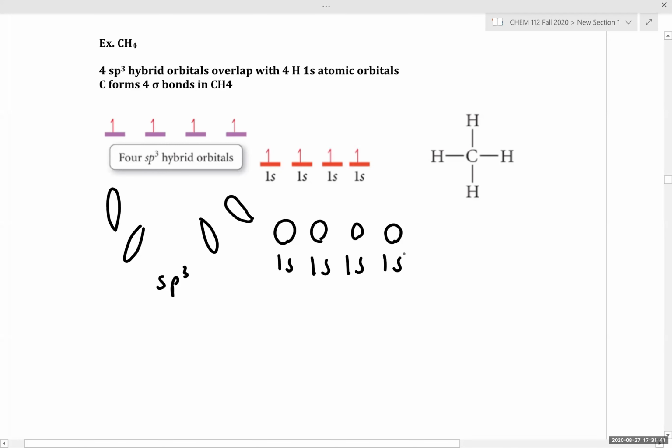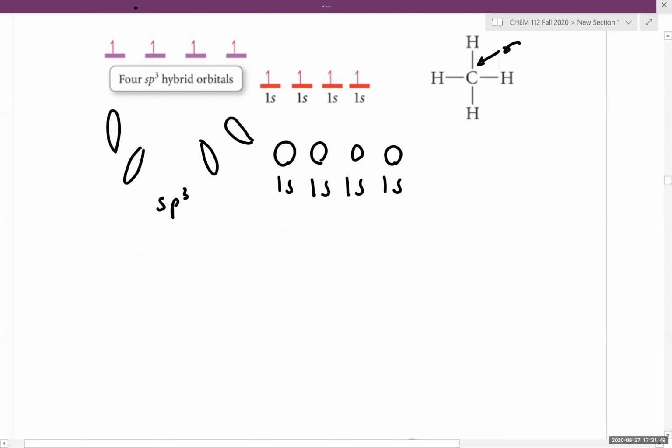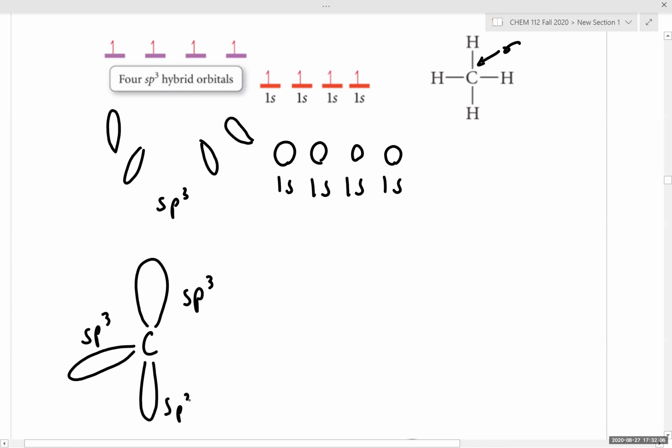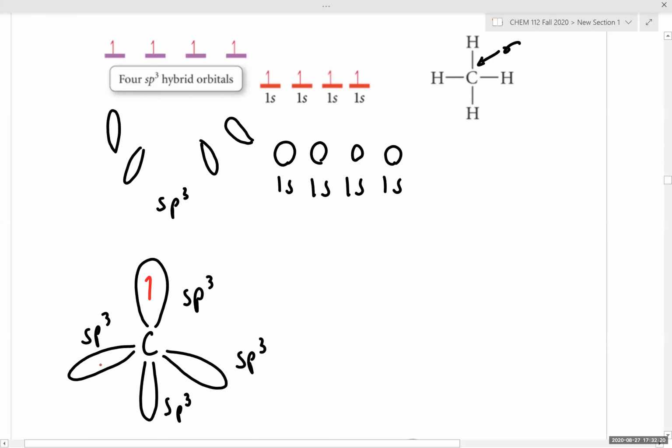Now, as we discussed, if we wanted to form a single bond or a sigma bond, that entails the direct overlap of orbitals along the bond axis. So for carbon, if we draw out each of our hybrid orbitals, here's our first hybrid orbital. Here's our second hybrid orbital. Here's our third hybrid orbital. Here's our fourth hybrid orbital. And once we have our hybrid orbitals established, each of our hybrid orbitals has 1 electron to its name.